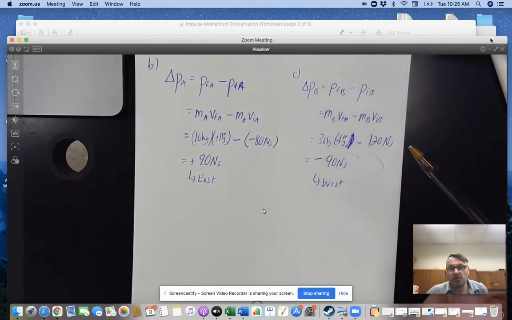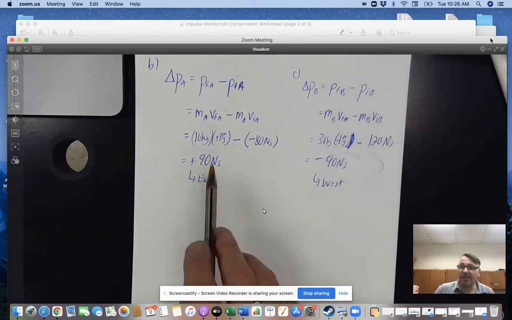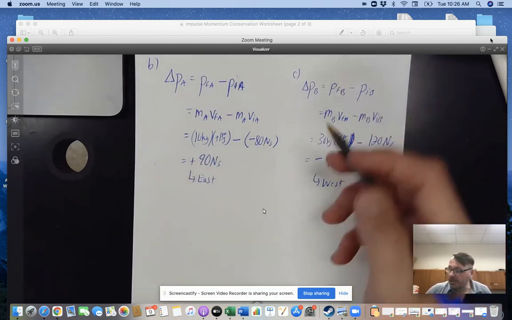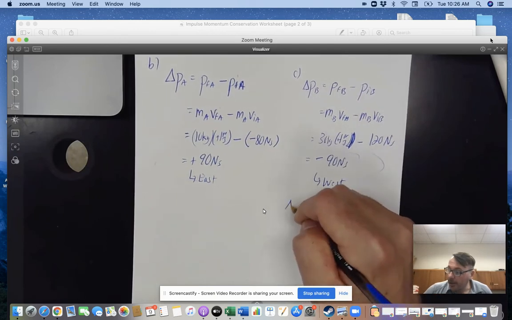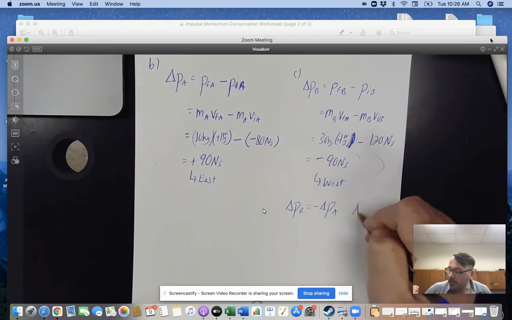Now, also notice here, oh man, of course, the amount of momentum gained by one has to equal the amount of momentum lost by the other. That's required by Newton's third law. And I could have leveraged that here. I could have just done C like, delta PB has to equal negative delta PA because of Newton's third law.